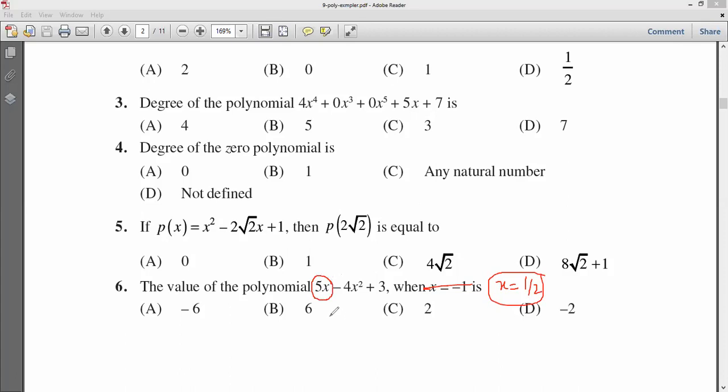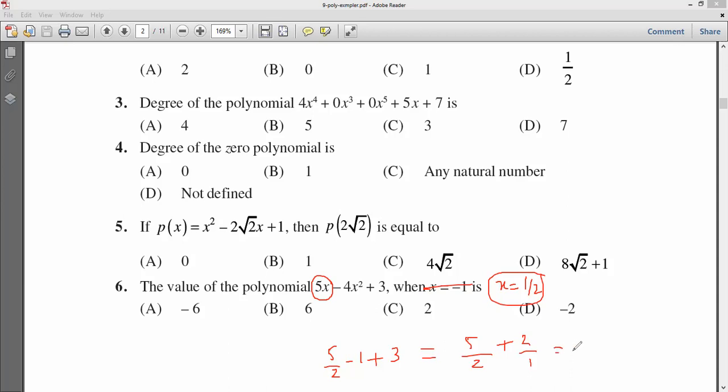So when you put x equals 1 by 2 here, you will get 5 by 2 minus 1 minus 4 into minus 1, plus 3, right? What is minus 1 plus 3? Plus 2. So it becomes 5 by 2 plus 4 plus 2. Now you take the LCM.